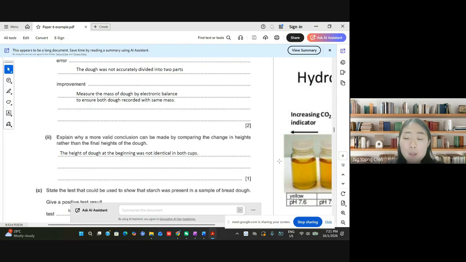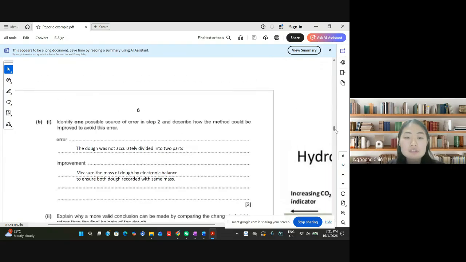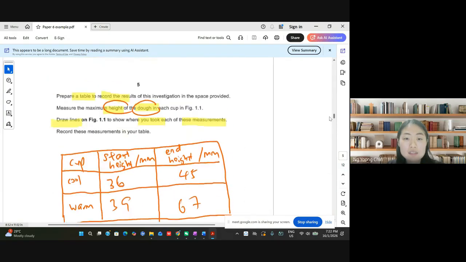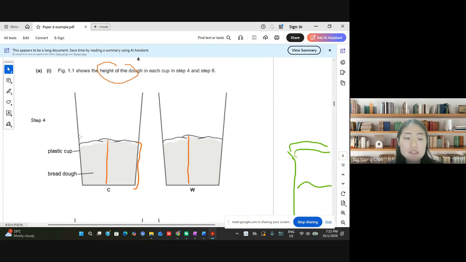Okay, why do you need to compare the change in height? It's because even though it's starting from the initial height, which is step 4, the dough level in cups C and W might show a difference. You can see that the dough in W is slightly higher than the dough in C. Maybe they separated the dough manually by hand because they didn't measure it, so the dough was separated unevenly.